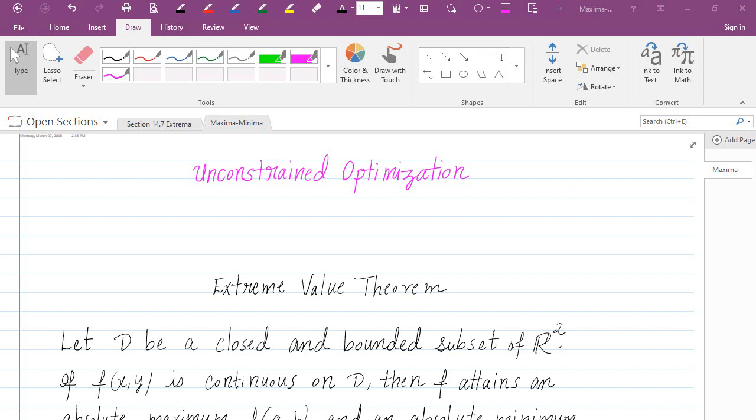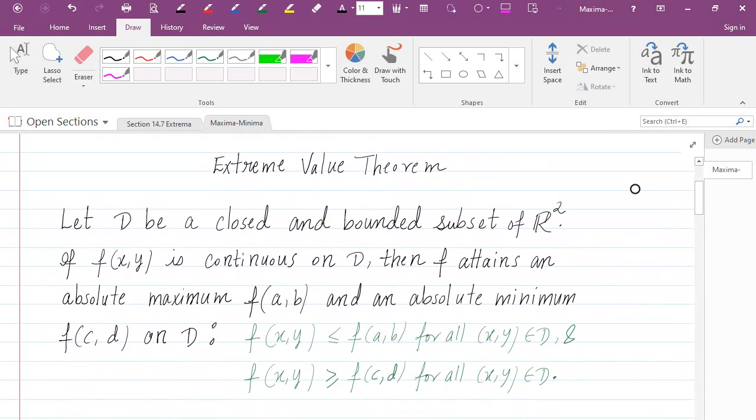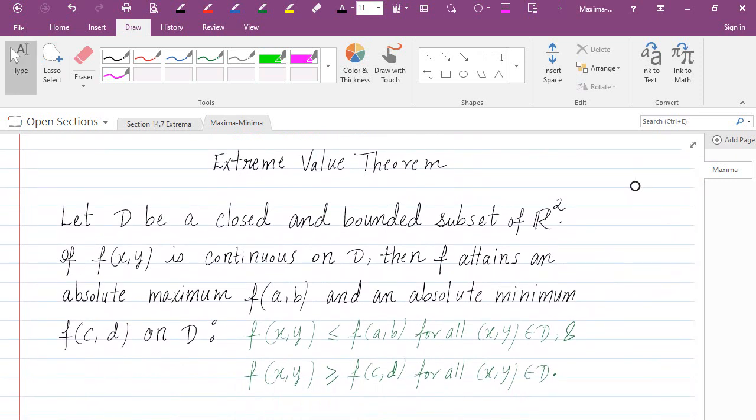Welcome back. We will be looking at unconstrained optimization now, and we're going to begin with an important theorem. This is known as the extreme value theorem. So this is what it says.